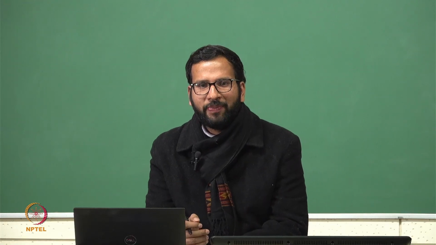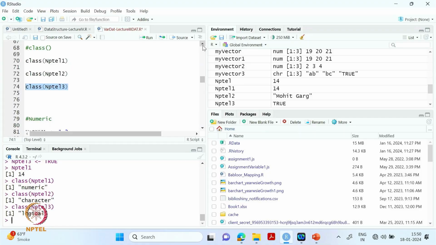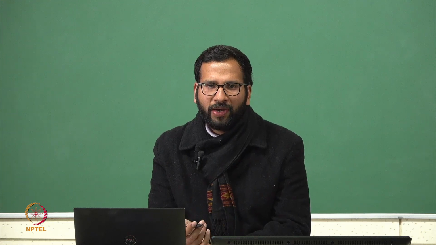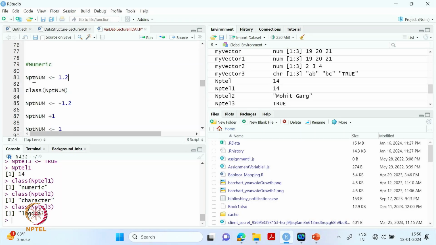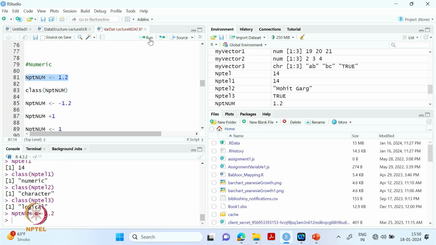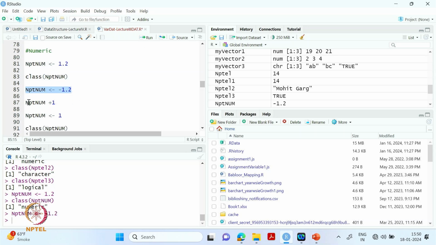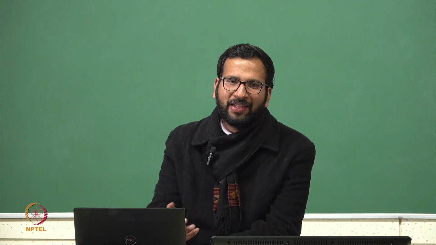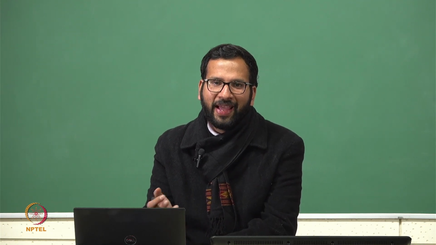So the first value type is numeric. Numeric is a value type which contains all kinds of numbers with or without decimal points. We will understand this by examples. So I have created an object npt num, and if I have to check the class, it's saying it's numeric. Okay, so this is a decimal number. Then if I assign a negative decimal value, let us just take and add this number, just to see whether R has understood that this is a negative number.